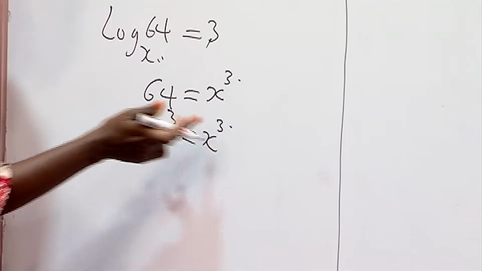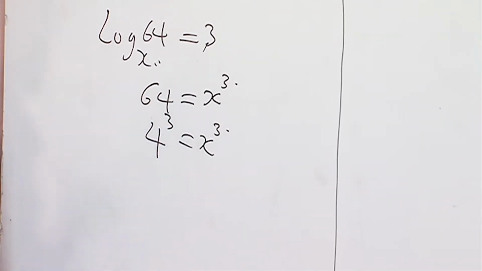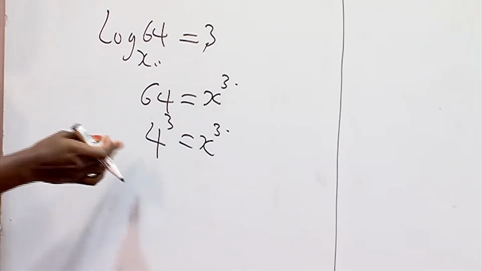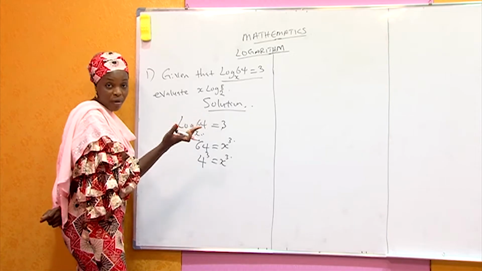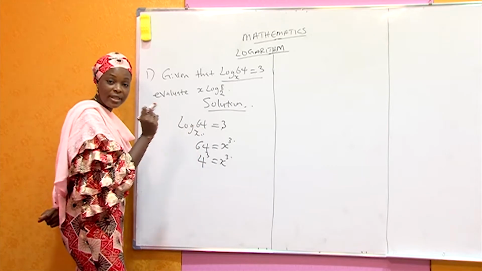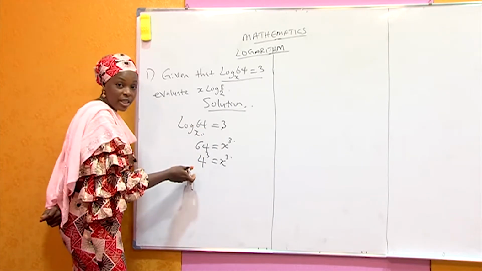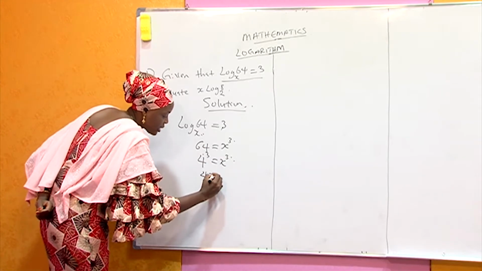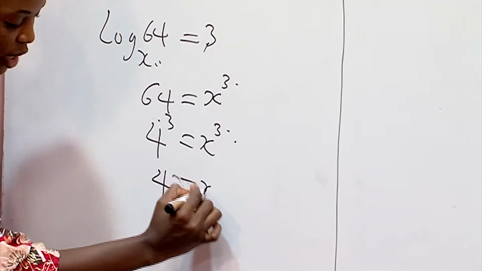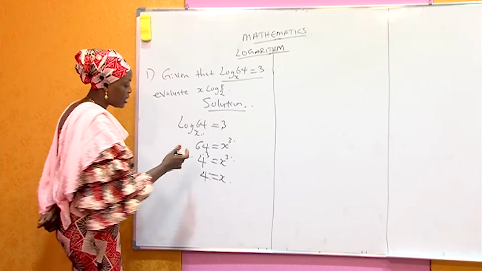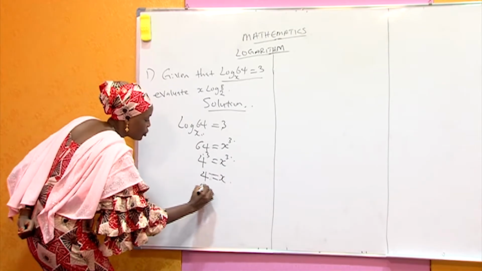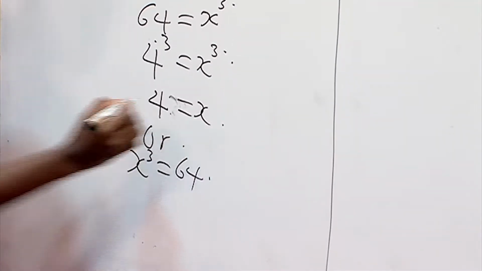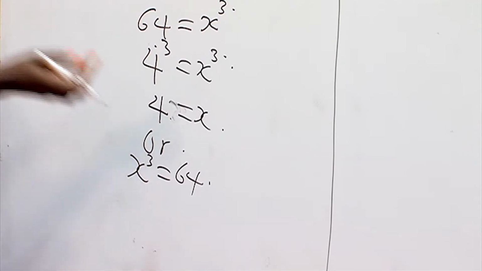Now, since our indices, I mean your powers, are the same, you can equate your bases. Just as when we have the same base, we equate our powers, the same rule applies when your indices are the same: you can equate your bases. So since the indices are the same, you equate your bases, 4 is equal to x. Another way of solving this, from here, you can as well say x raised to power of 3 is equal to 64. This x is what we are looking for.